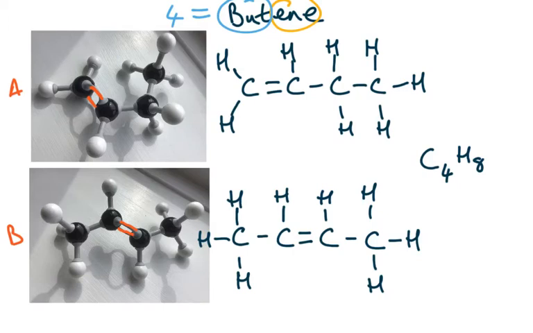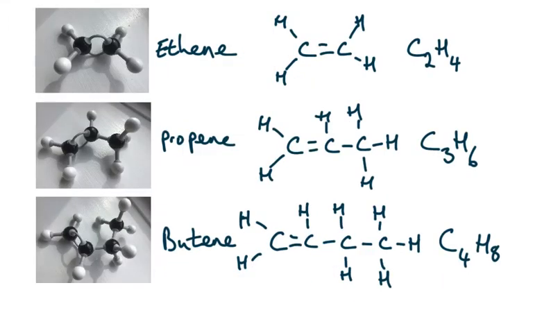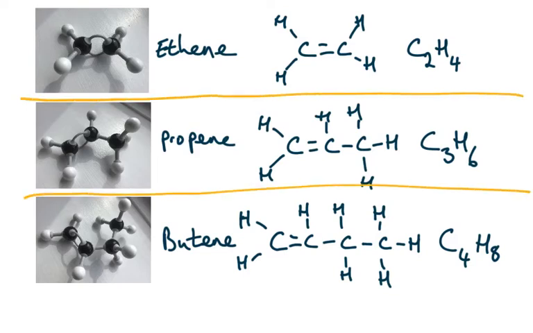So again, you need to be able to recognise both of the images and both of the displayed formulae as being butene. Okay, so this is our summary of what we've seen. So we've got ethene, we've got propene, and we've got butene. And what you'll notice, the more observant of you will notice that we've started on 2 here. So we haven't got methene. And this is because it's completely impossible to have a double carbon bond if you've only got 1 carbon atom, as you would with meth.